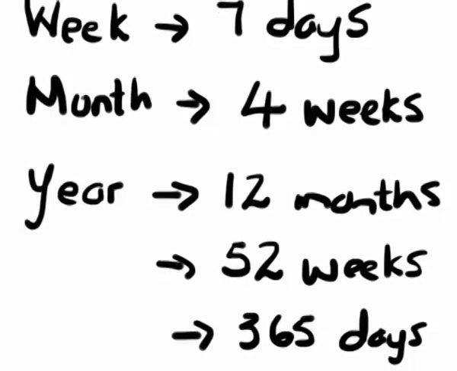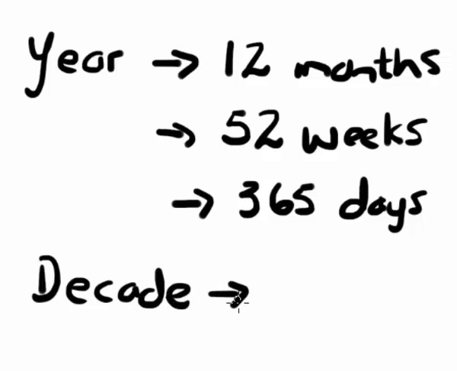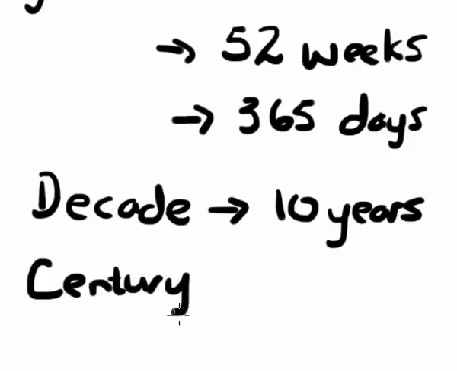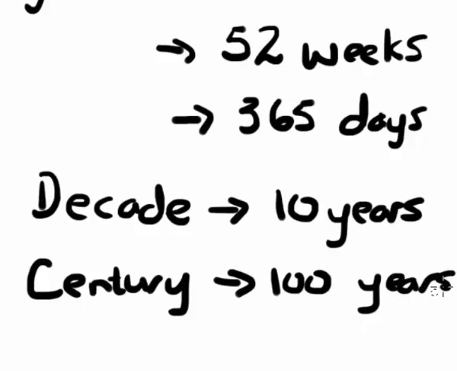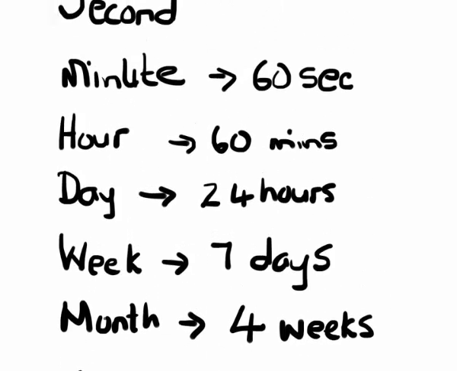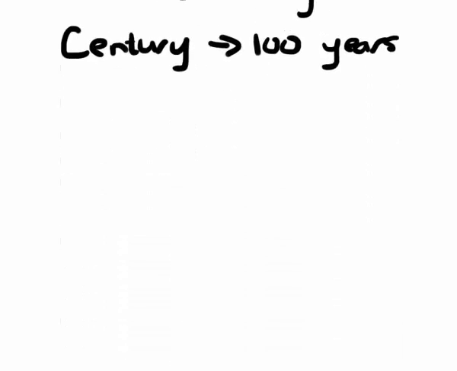Okay, and then a unit that's bigger than a year is a decade, and a decade has 10 years. And then the largest one we're going to be working with is a century, and a century has 100 years. Most of our examples, however, are going to be focused around seconds, minutes, hours, days, weeks, months, and years.